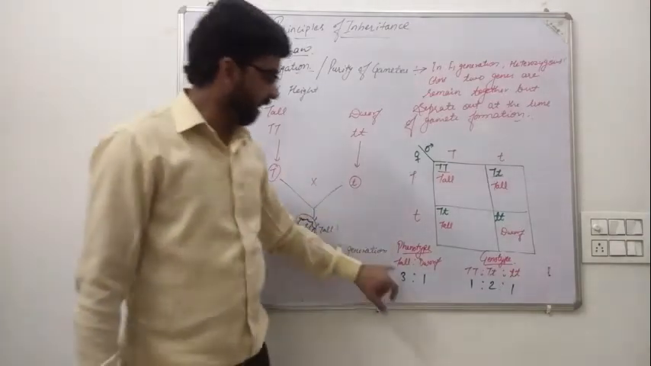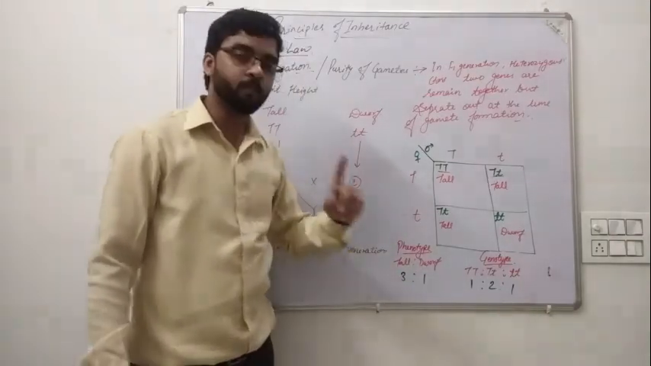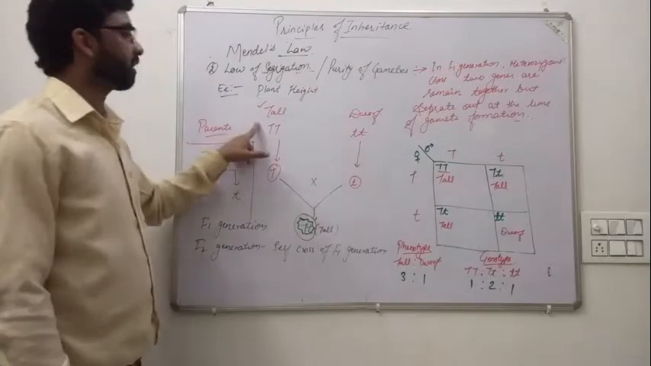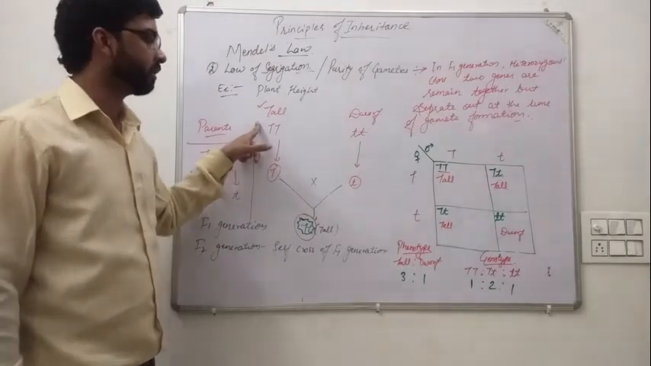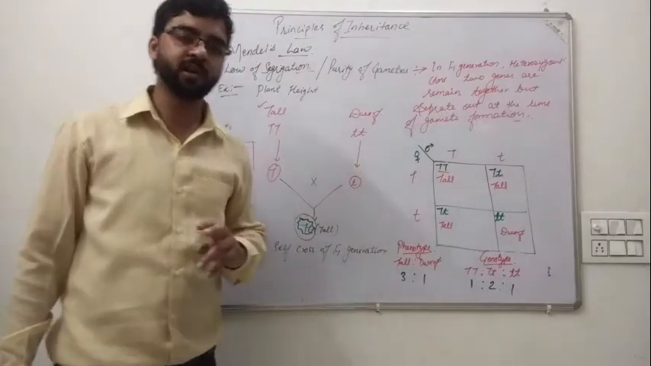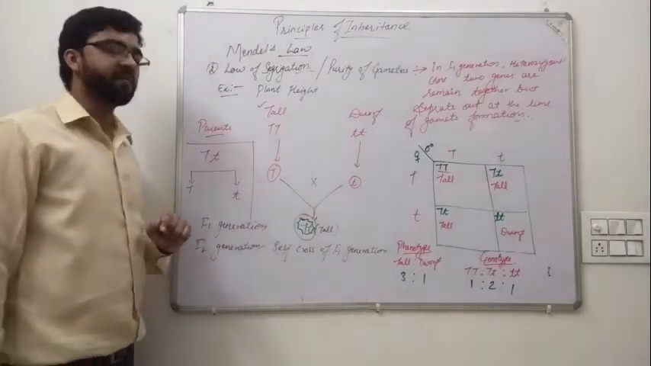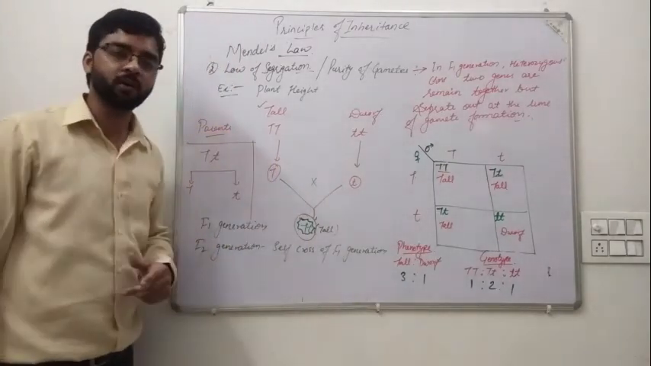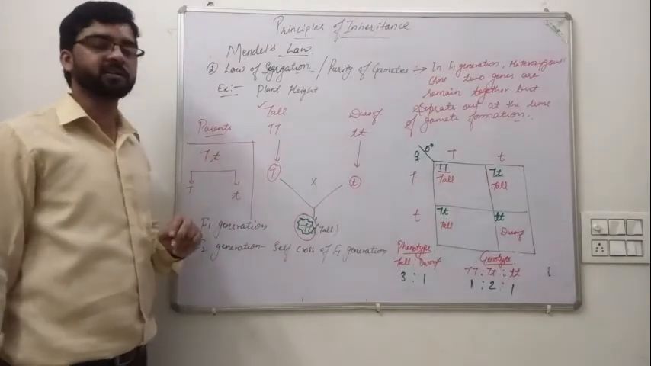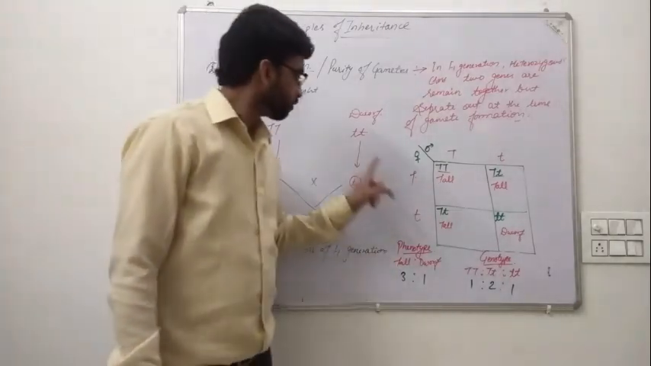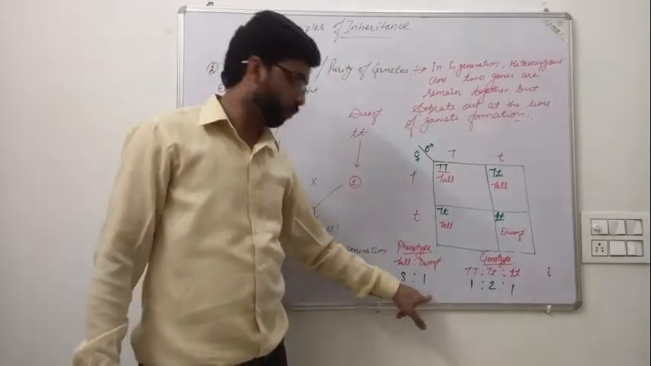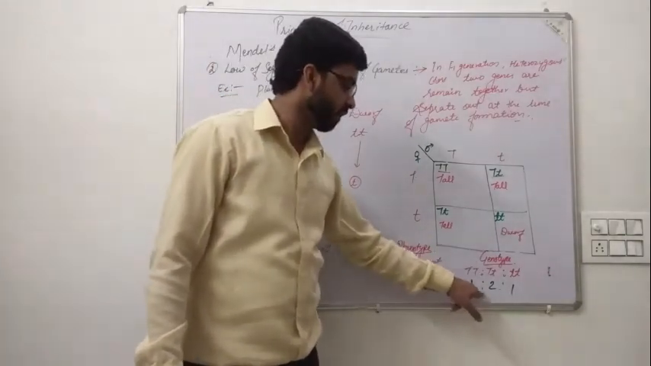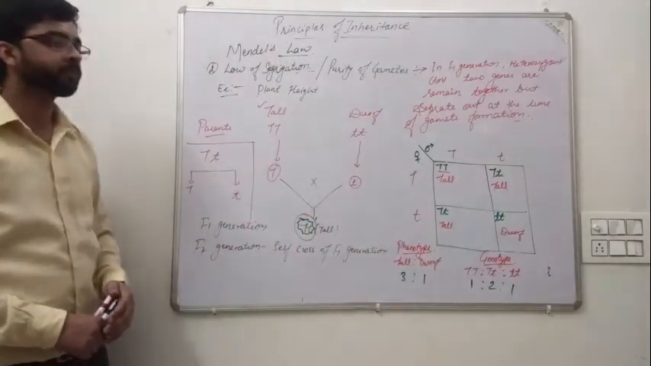In this cross, we write the phenotypic character of a monohybrid cross, because we have taken just one character here, not 2 characters or 3 characters. When we study 2 characters, we study the dihybrid cross, and with 3 characters, the trihybrid cross. So this is a monohybrid cross. The phenotypic ratio is 3:1 and the genotypic ratio is 1:2:1.